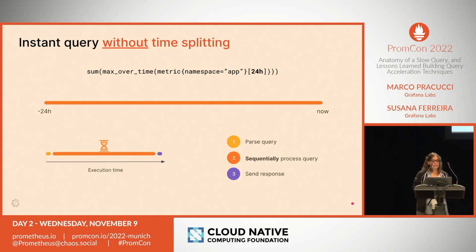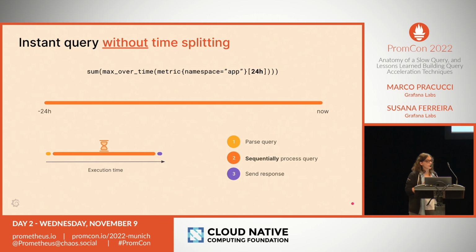What about instant queries? It's also very common for us to have instant queries where the time range on the instant vector selector is quite high. So in this case, the value in brackets is 24 hours. And in here we have a slightly different query than the sum rate. We have a sum max over time, and I'll explain why in a couple of slides.